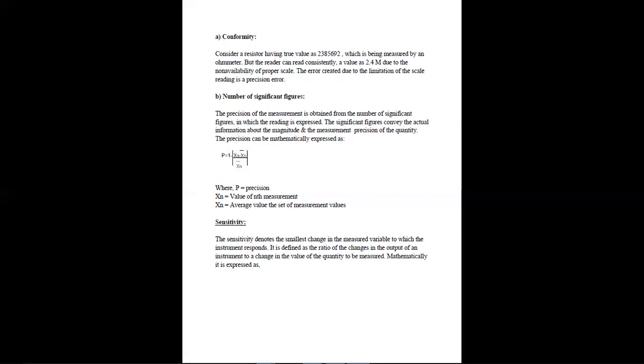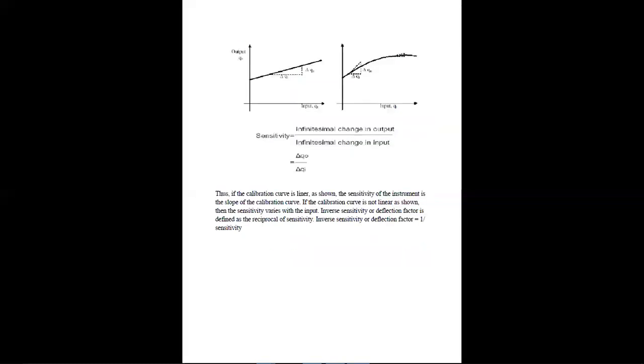Means the output is the reading shown by the meter, and the input is the changing current value, and it will be mathematically expressed as infinitesimal change in output upon infinitesimal change in input, that is delta q0 upon delta qi. This is the graph of the sensitivity. As there is some change in input, the output will change. This is your sensitivity.